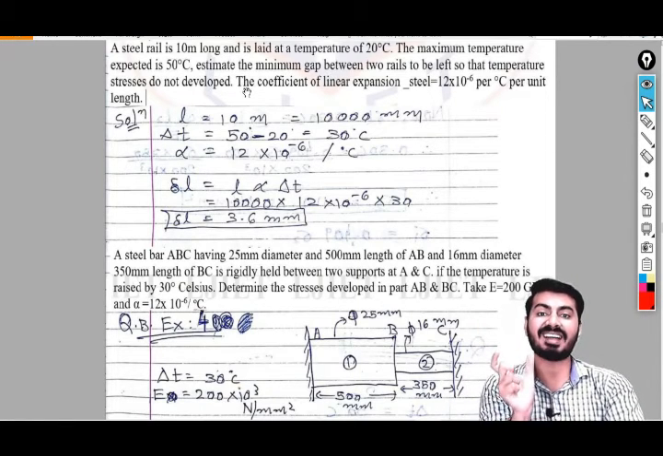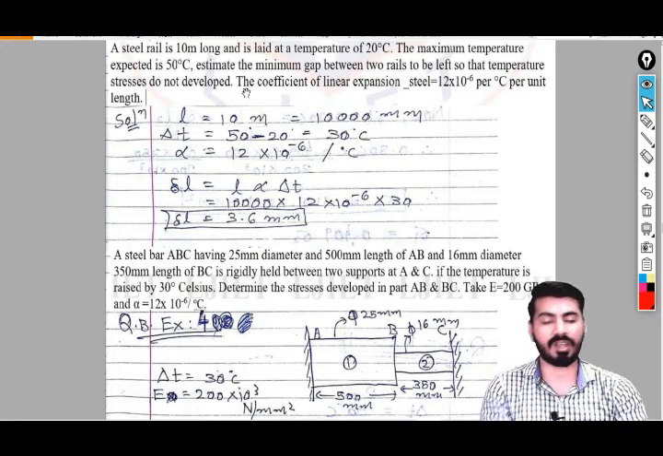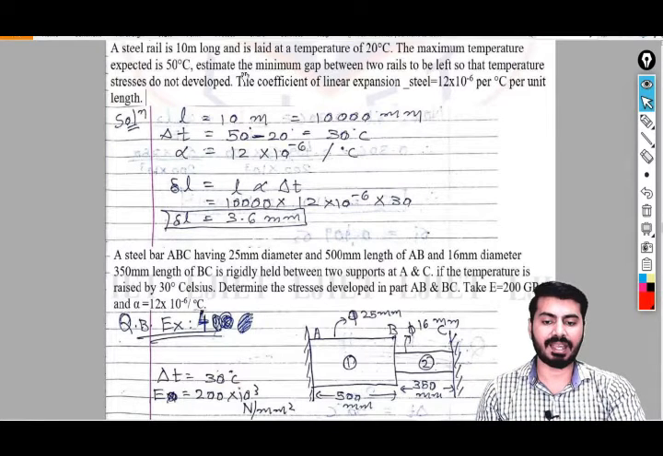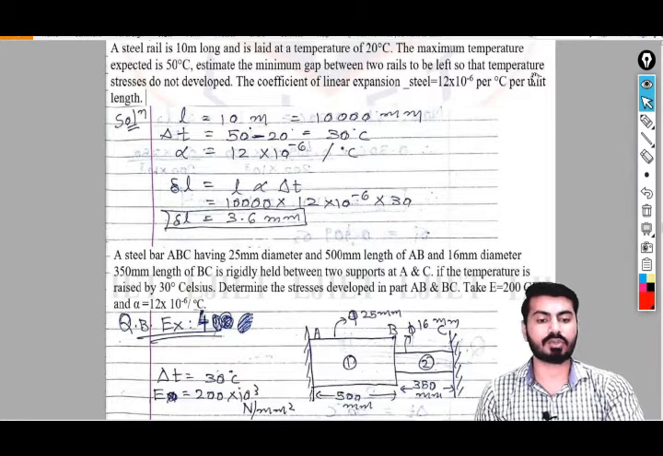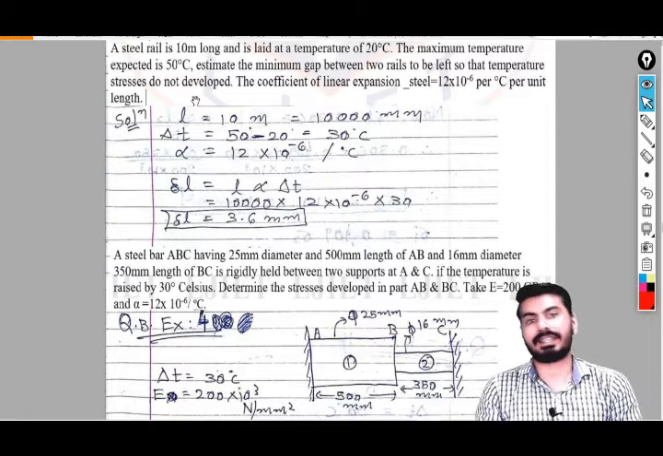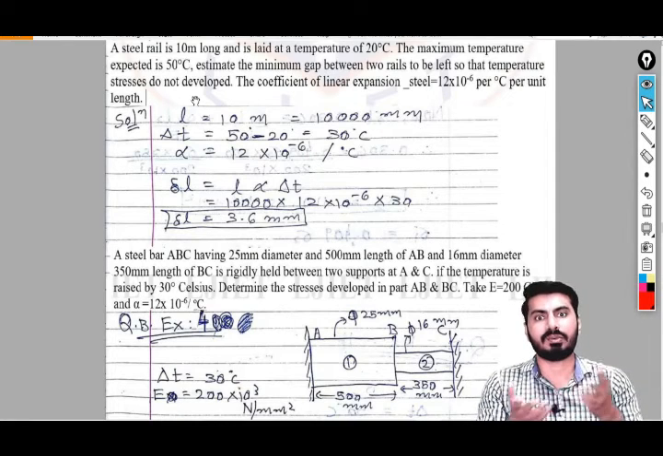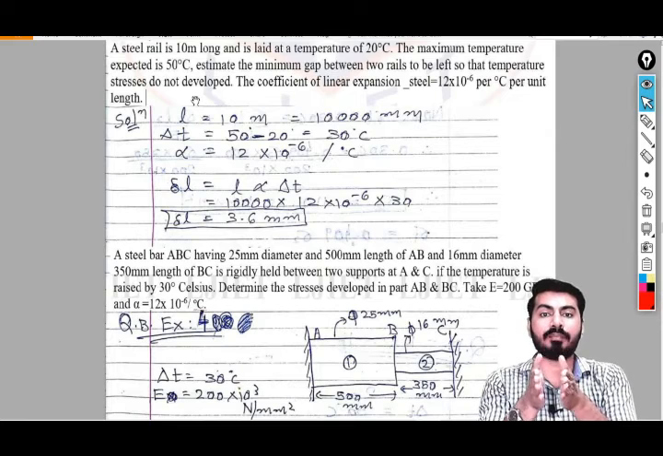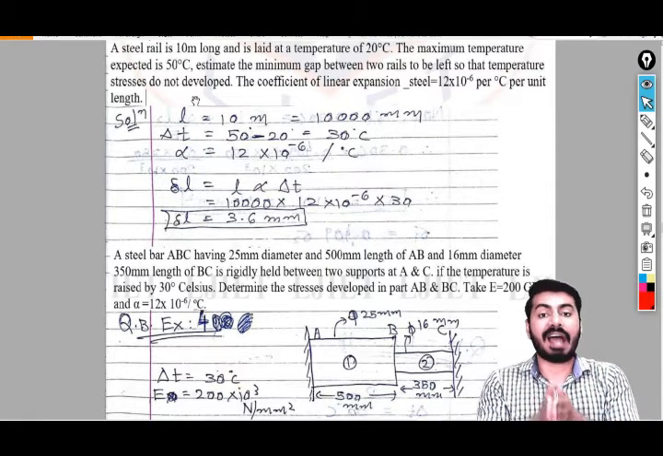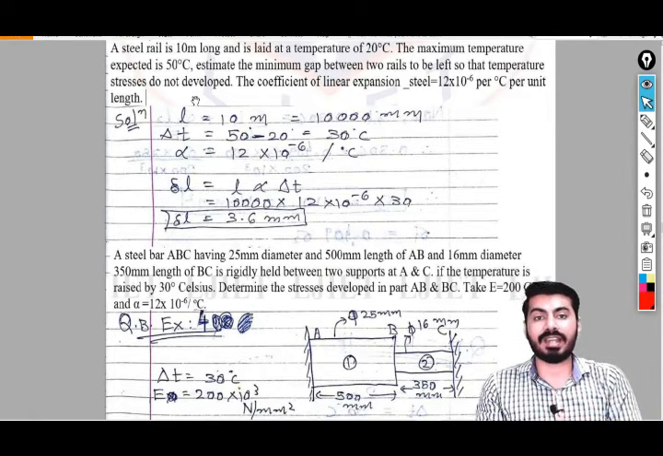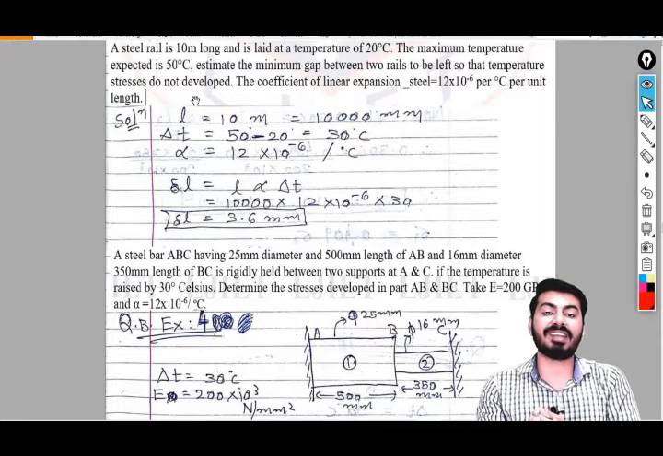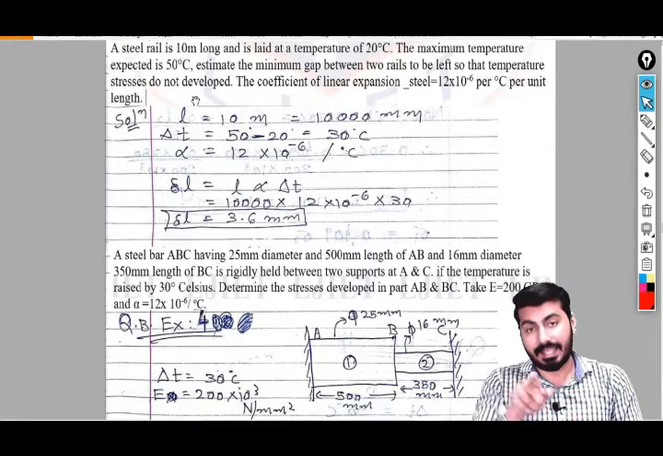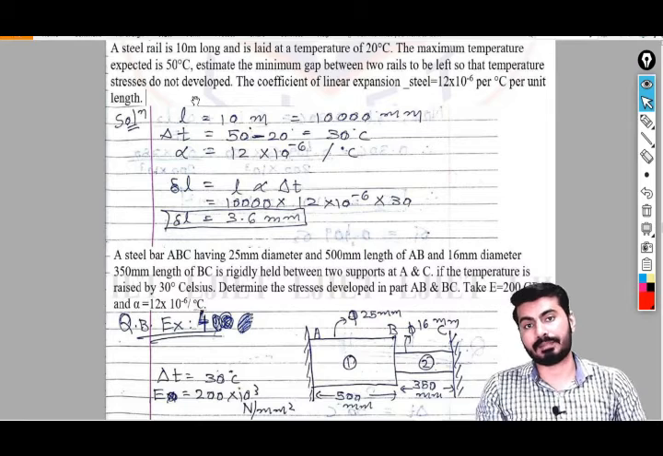So what will be the delta T? Delta T will be 50 minus 20, that is 30. Estimate the minimum gap between the two rails to be left so that the temperature stress does not develop. If you might have noticed, the railway tracks have some amount of gap between the two rails. Okay, and how much gap should be provided in order to prevent the thermal stress in those rails is to be calculated from this data.